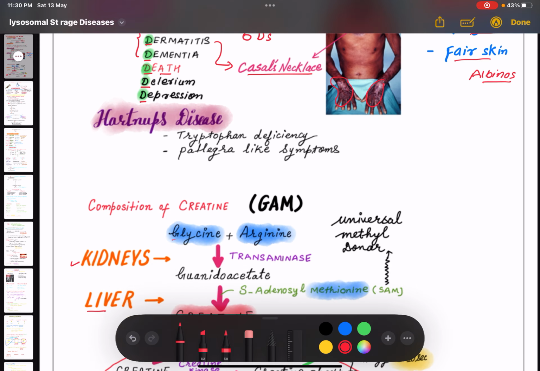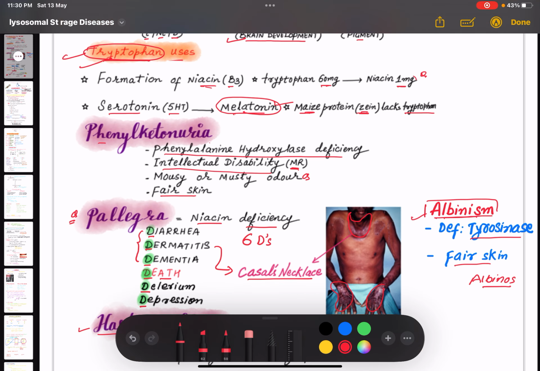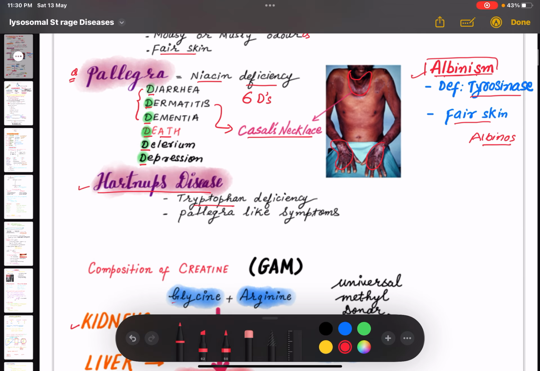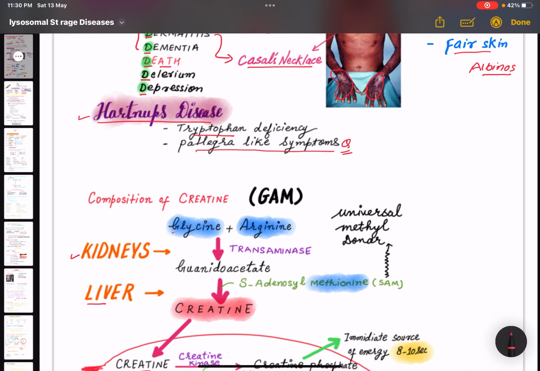There is another disease known as Hartnup disease. It is due to tryptophan deficiency. We know niacin is formed from tryptophan. If tryptophan is deficient, niacin will not be there and the patient will have pellagra-like symptoms. So this was a complete topic.